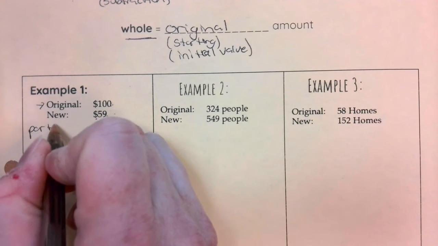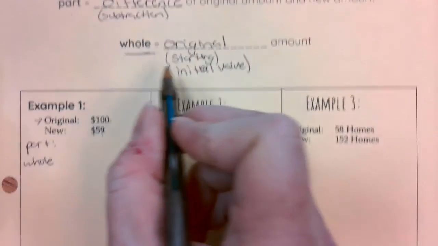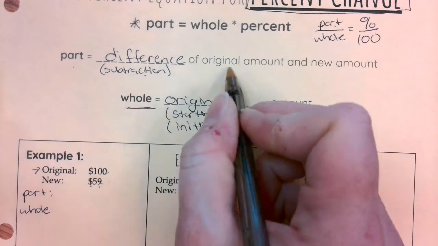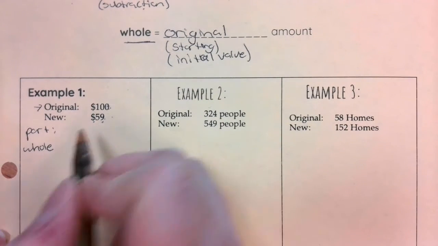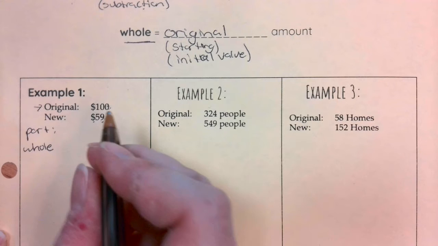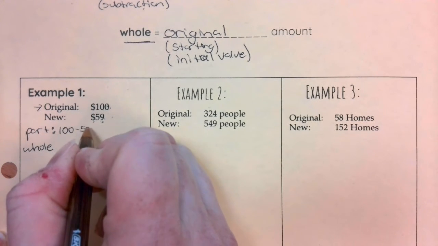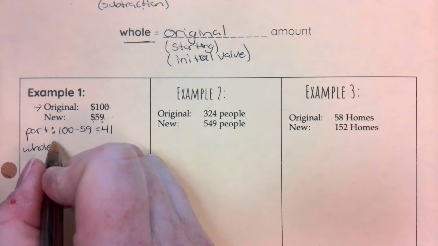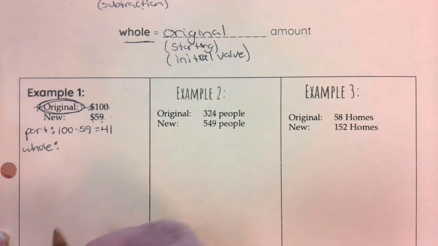First, we always want to clearly identify our part and our whole. We know that the part is the difference of the new and original. Now, it does not matter which one goes first, but I suggest putting the bigger number first so you end up with positive numbers instead of negatives. So this will be 100 minus 59, which gives you 41. The whole is the original, which means it's 100.